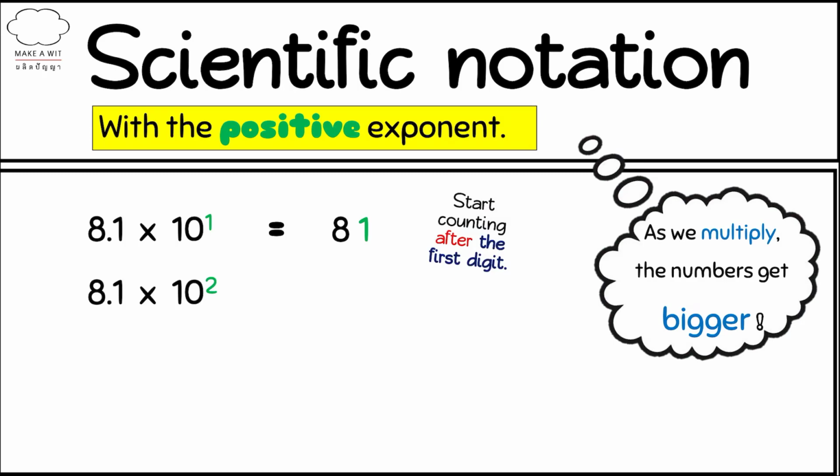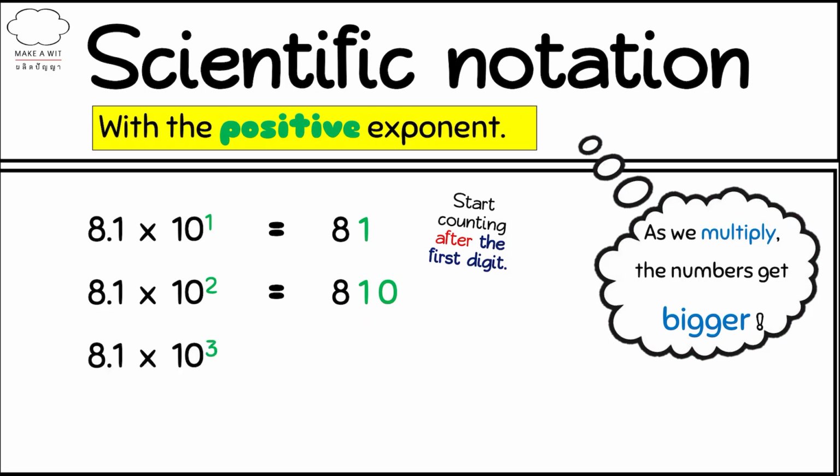And what about to the power of 2? Same base and then same digit, same decimal. It will be 0 after. See? 8.1. So 8 and 1 same. But then if you don't have another number, you put 0 after. Okay? After the first digit, it will be how many places? 1 and 2. That's it.